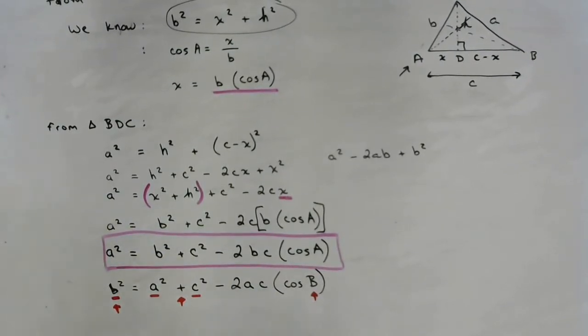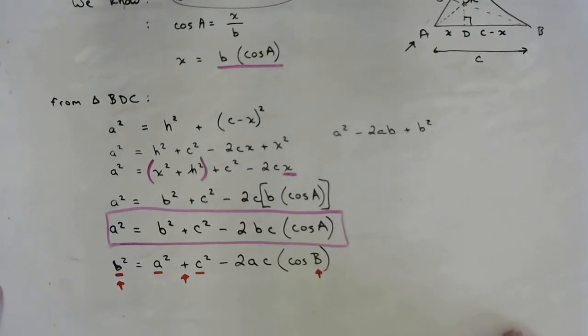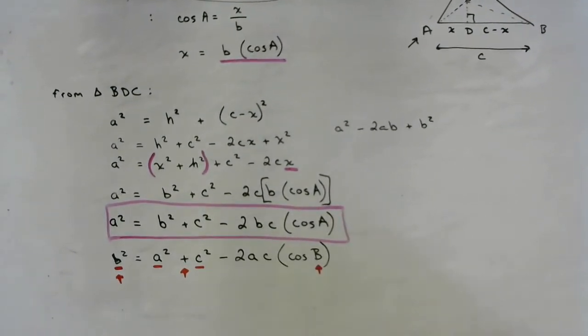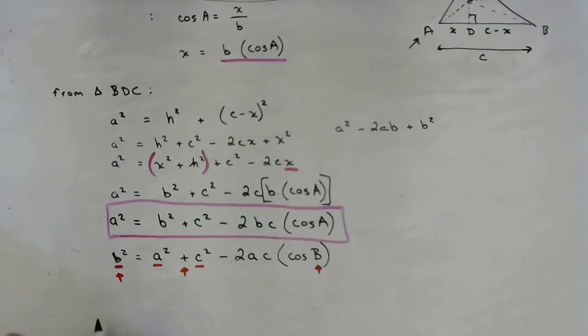Okay? Go ahead and try to write the version of this cosine law that would solve for the side length C, and then double check with me.